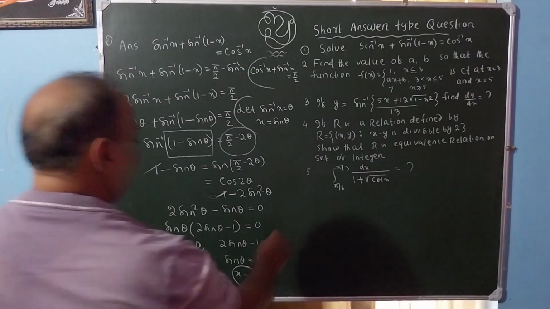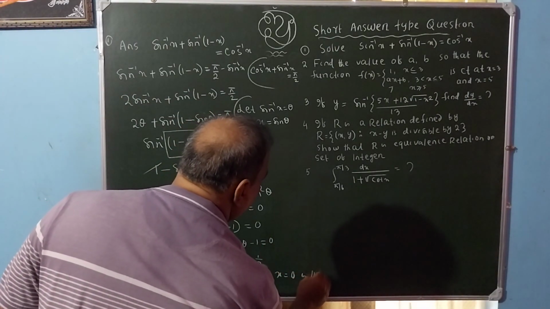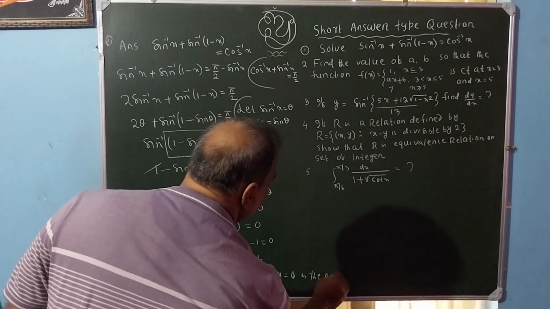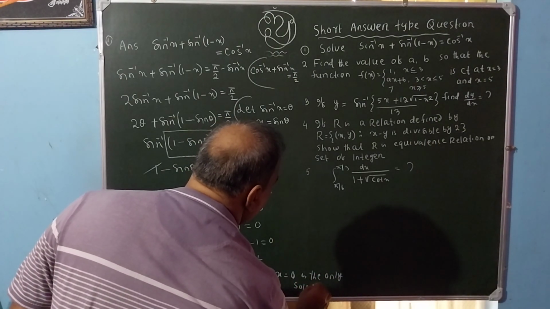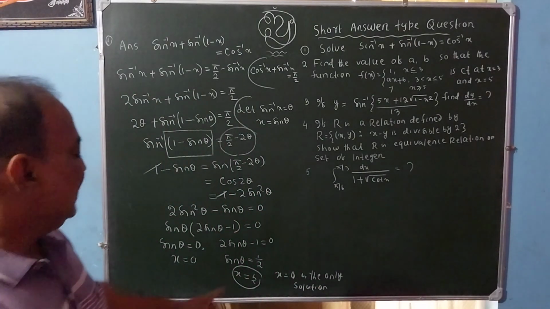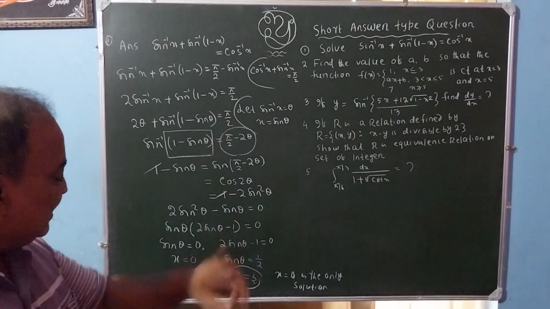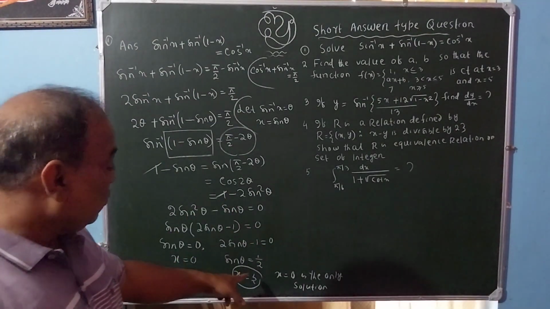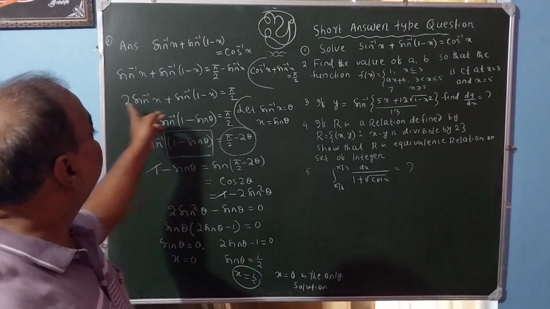Write down: x is equal to 0 is the only solution. X is equal to half does not satisfy the above equation. Hence x is equal to 1 by 2 is not a solution of the above equation.